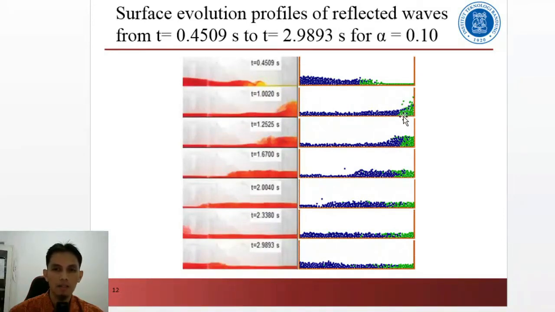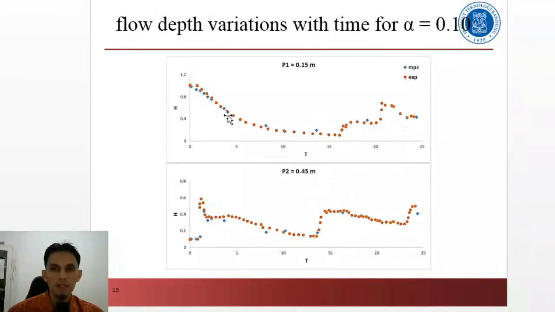However, it underestimates the formation of the wave. These are the graphs of the sensors P1 and P2. The blue one is the MPS, the orange one is the experiment. So we can see that the simulation shows good agreement with the experiment. As we can see here, it starts to increase, then increases, and at this point. Similarly for P2, even though at some points there is a small discrepancy, but not so significant.